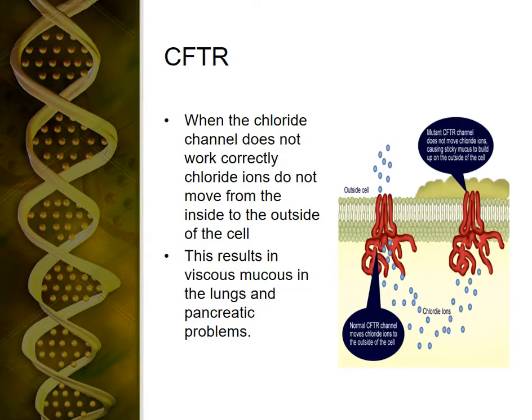The CFTR gene is involved in transport of chloride. When the chloride channel does not work correctly, chloride ions do not move in and out of the cells. This results in viscous mucus in the lungs as well as the pancreatic problems.